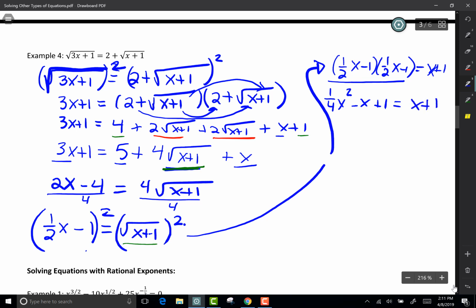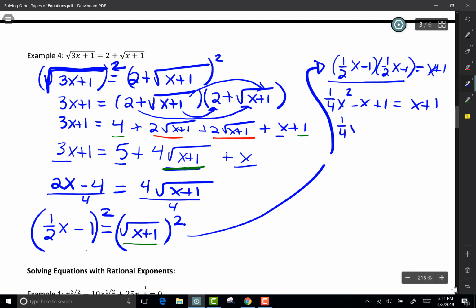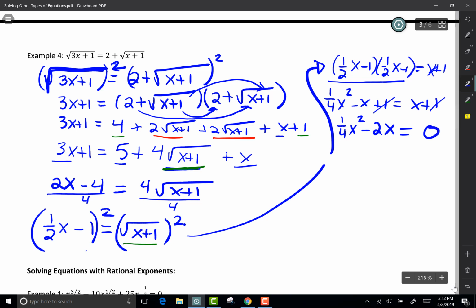I'm going to get everything to one side. So I have 1/4 x squared. I'm going to subtract x from both sides. So that gives me a minus 2x. And I'm going to subtract 1 from both sides. So those disappear and give me 0. And now we're down to where we can just factor and find our answer.